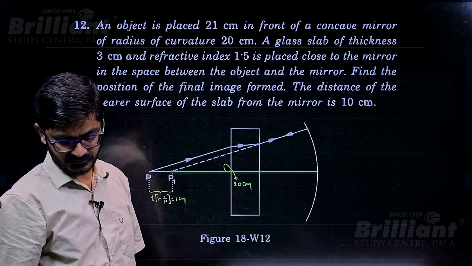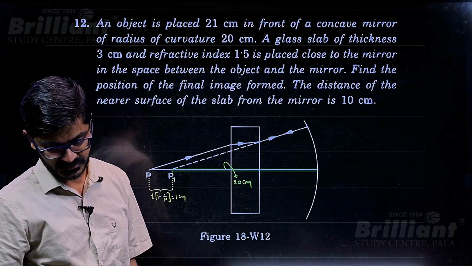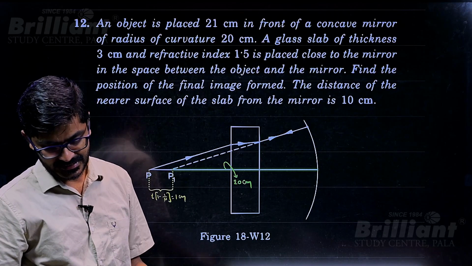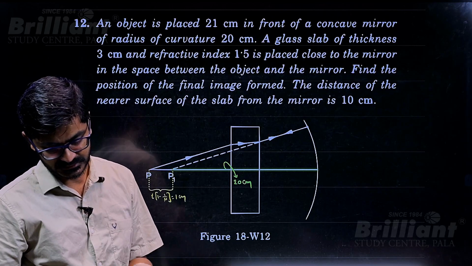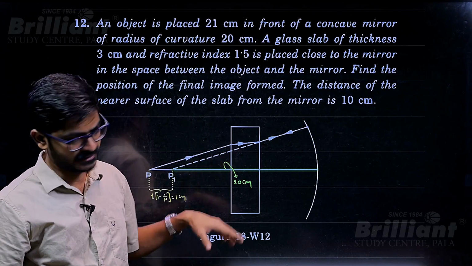So the easy example where you can understand it is this. An object is placed 21 cm in front of a concave mirror of radius of curvature 20. A glass slab of thickness 3 cm and refractive index 1.5 is placed close to the mirror in the space between the object and the mirror. Find the position of the final image formed.